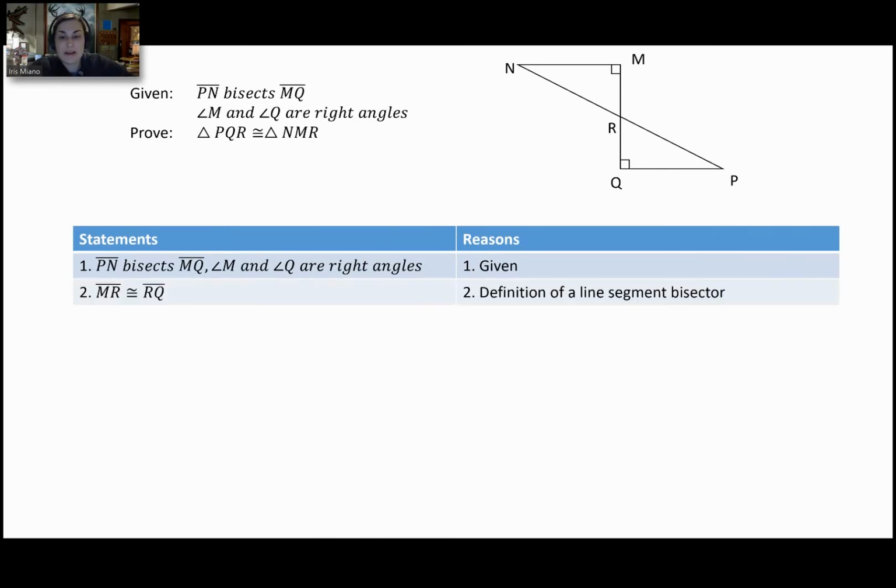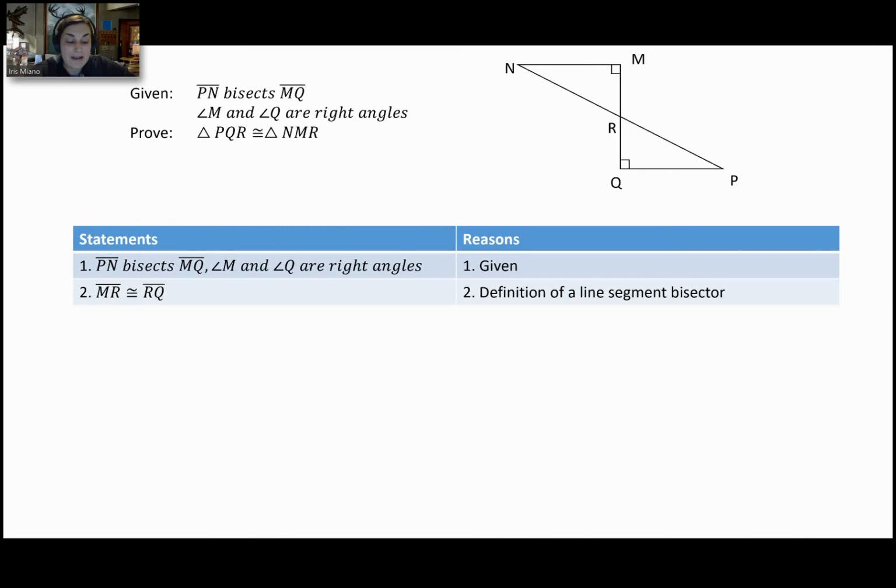So watch this. I'm going to choose to use that first piece of given information, that PN bisects MQ, to say that MR is congruent to RQ, using the definition of a line segment bisector. A bisector, by definition, cuts a line, and you can take apart the word to figure out what it does. Sect means cut, bi means two. So it cuts it into two equally sized pieces. Equal measures are congruent. That's how I'm making this claim here in statement 2.